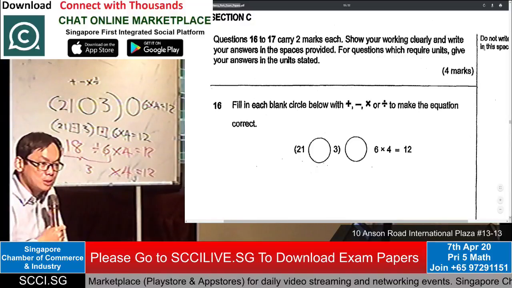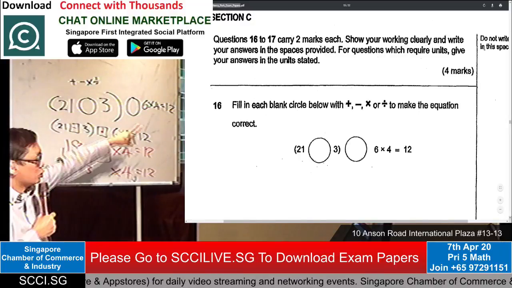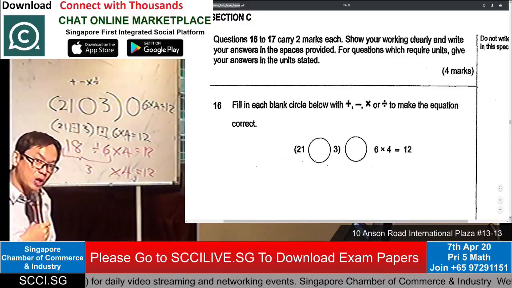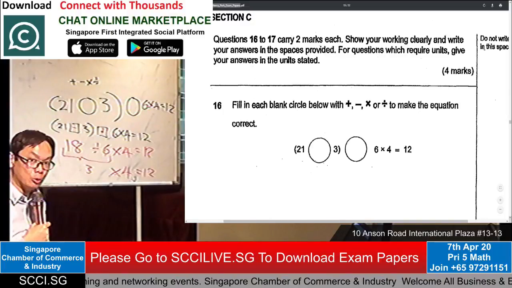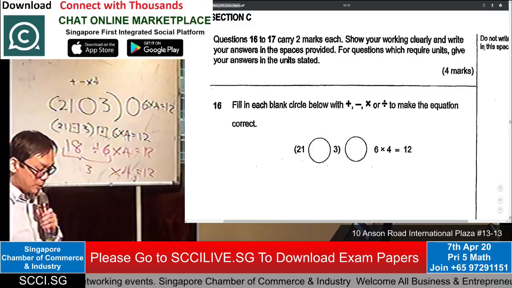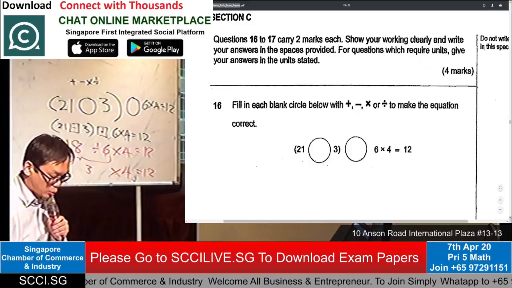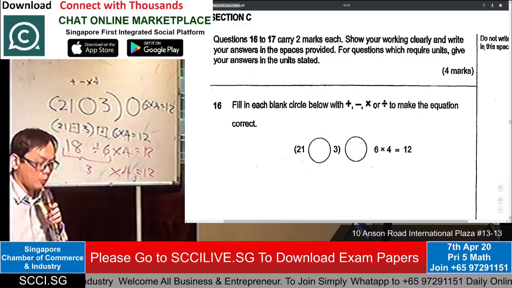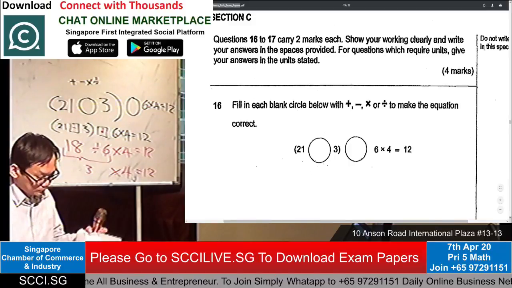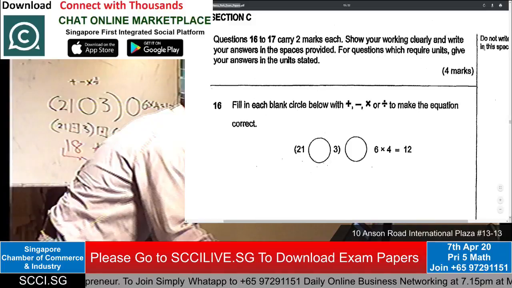This type of answer, you need to trial and error. Try with plus and minus, just to make sure that you get the answer 12. Spend some time to make sure you try and do it. Remember, this question, section C 16, is a 4 marks question. So you need to really try it. Don't waste these 4 marks. Next, let's move on to question 17.